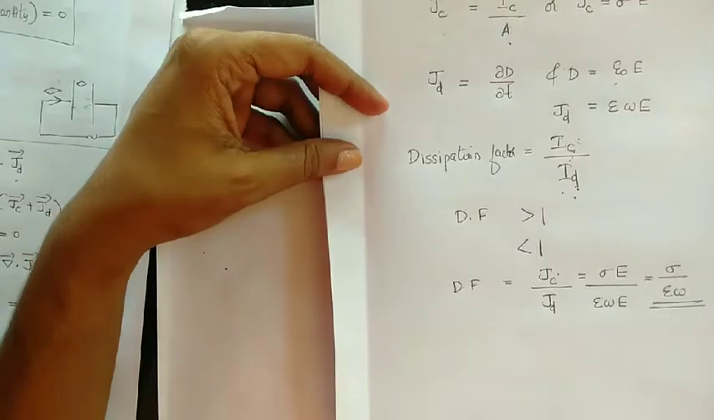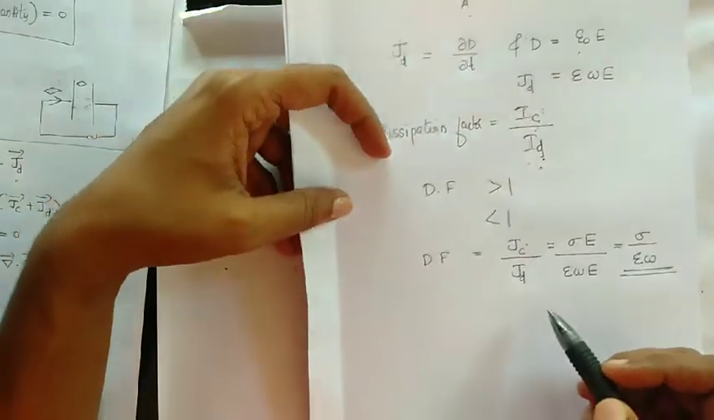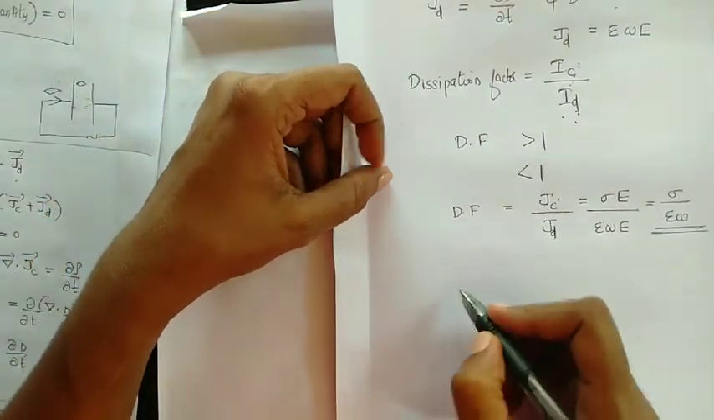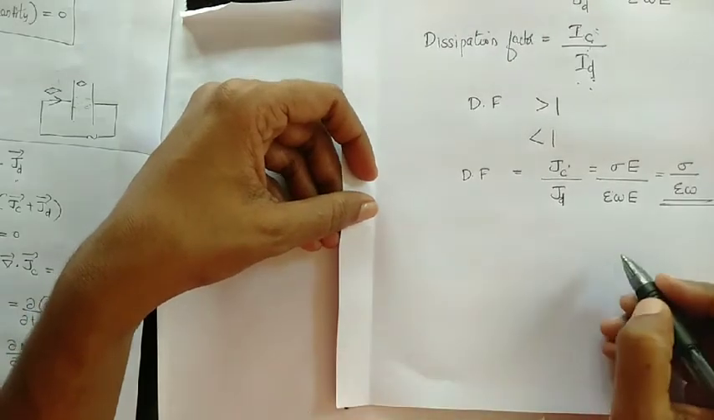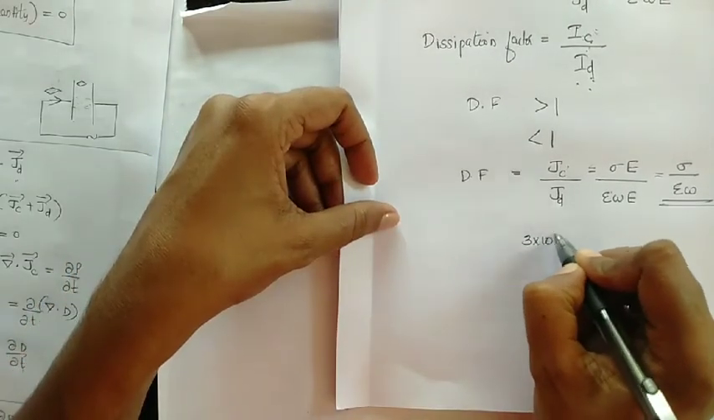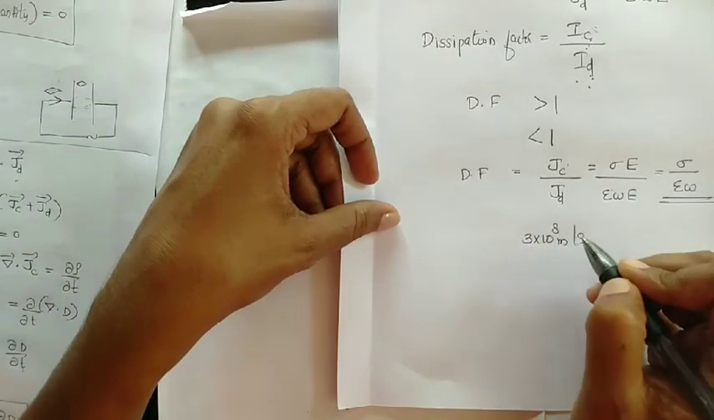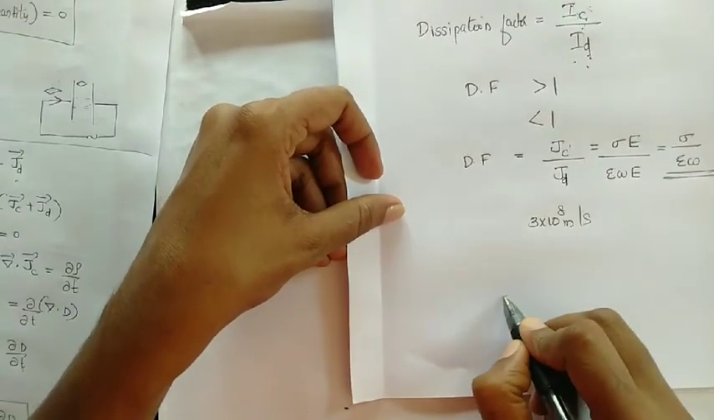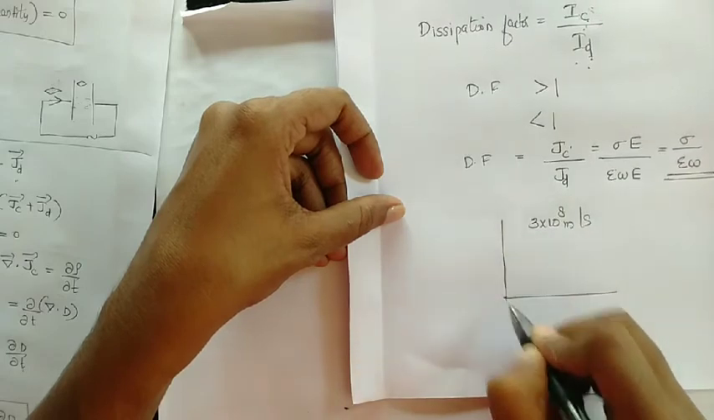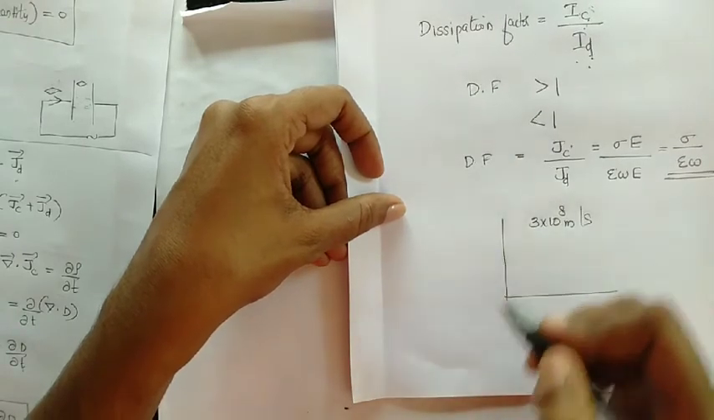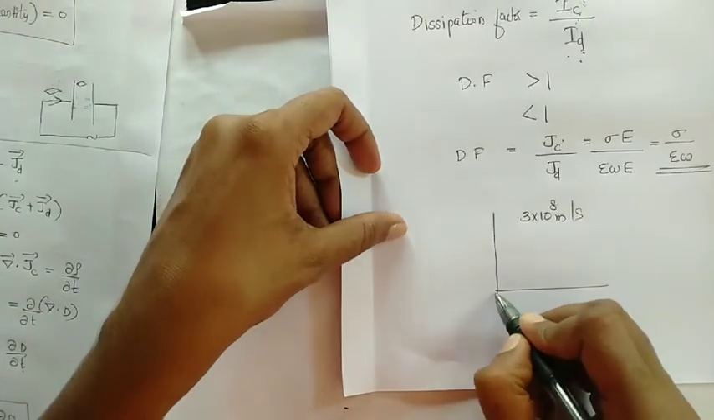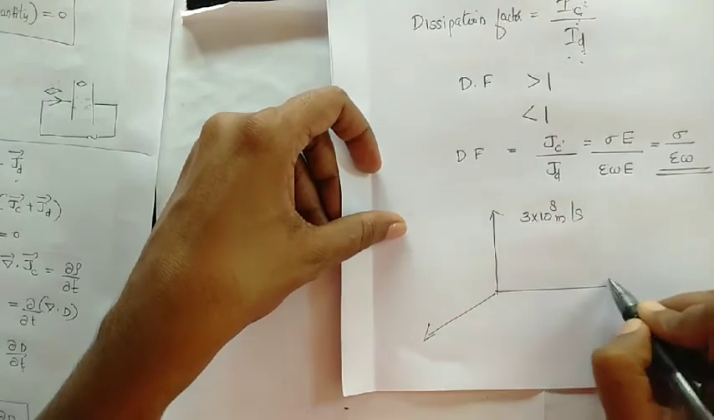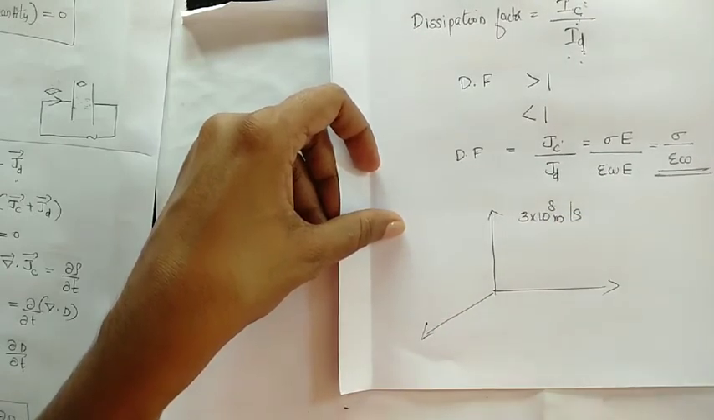Now we are moving on to electromagnetic waves. Electromagnetic waves are oscillations of electric and magnetic field. In vacuum, electromagnetic waves travel at the speed of light, that is 3 into 10 raised to 8 meter per second. In a homogeneous isotropic medium, the electric vector and magnetic vector will be mutually perpendicular, and they will also be perpendicular to the direction of propagation of the wave, forming a transverse wave.